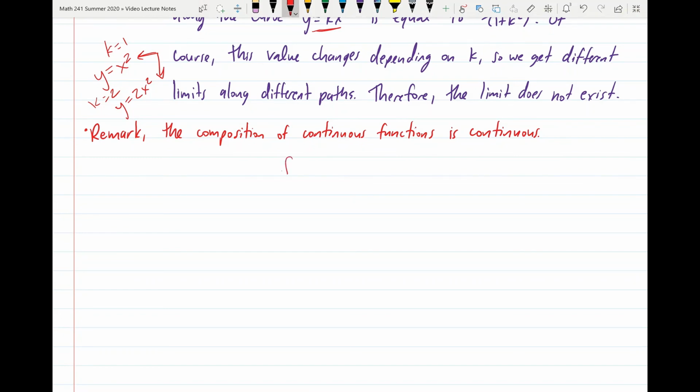So if we have a function f of x, y, and that function is continuous, and we also have a function g of x, notice that this is a single valued function, so it takes in one value and outputs one value, then the function g of f of x, y is also going to be continuous, where g of f of x, y is a single valued function, because f of x, y is going to correspond with one value that gets inputted to g and then outputs one value.